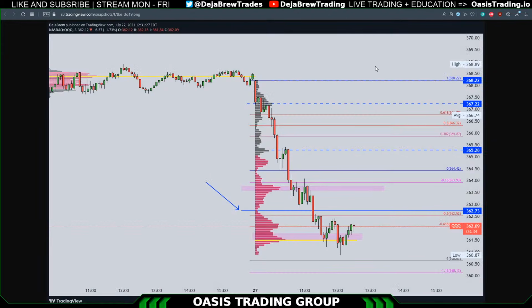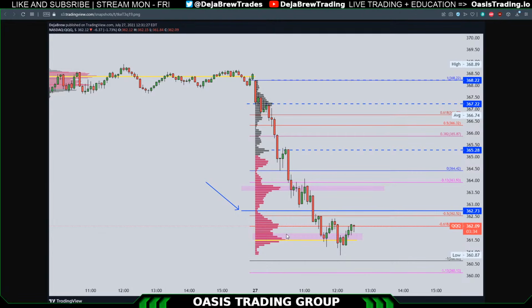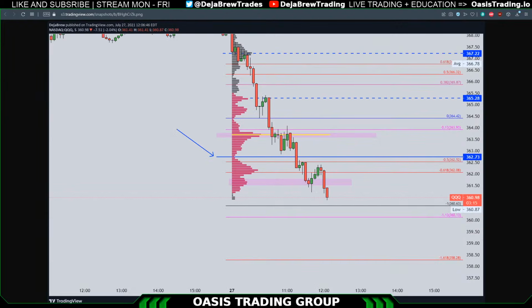Here's another update. It tried to recover the node, and look what it did. It finally shifted the POC down. So that support node that was down here actually became the new POC. So notice how both the nodes that I marked out throughout the day both ended up being points of control. Okay? So those nodes became very relevant throughout the entire day. It's called point of control, boss. It's the highest node on the volume profile.